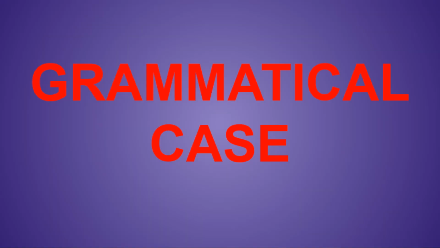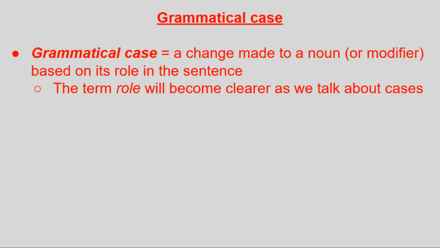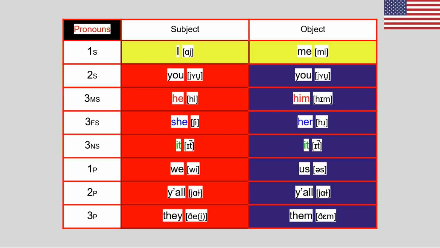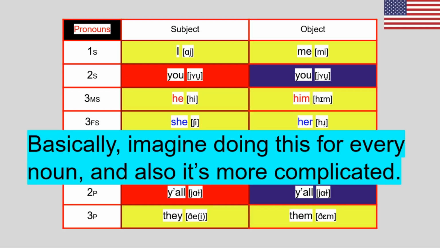Alright, so now for the final subject of the nouns, we get to talk about one of the most interesting things in them. Cases. A grammatical case is basically a change made to a noun based on its role in the sentence. If the term role isn't clear enough in this context, just keep watching, it'll become clear in a minute. But basically, if you only speak English or something like that, think about the difference between I and me. English has cases for most of the pronouns, but many other languages also put cases on their nouns.